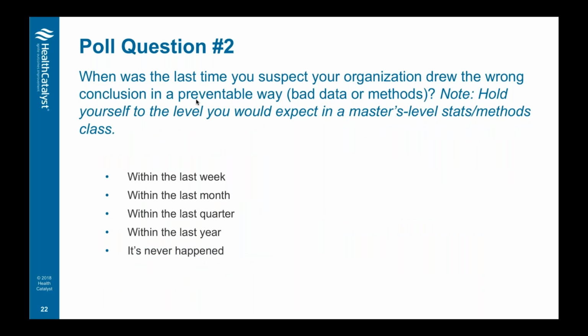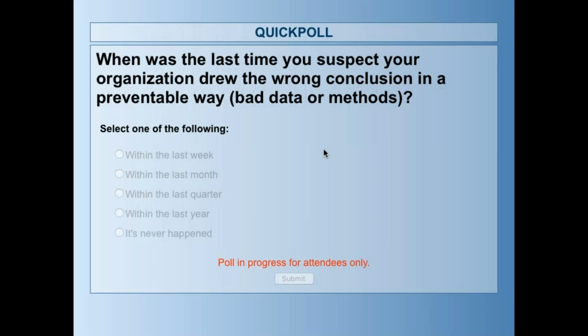Okay, Sarah. All right, so we are to our second poll question here. And in this poll, we'd like to know, when was the last time you suspect your organization drew the wrong conclusion in a preventable way? Bad data or methods? And your options are number 1, within the last week, number 2, within the last month, number 3, within the last quarter, number 4, within the last year, and number 5, it's never happened in your organization. We'll give you just a moment here to submit your responses there.